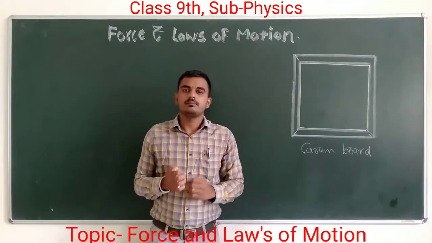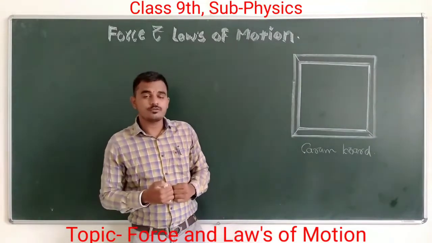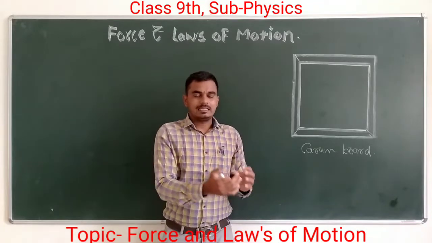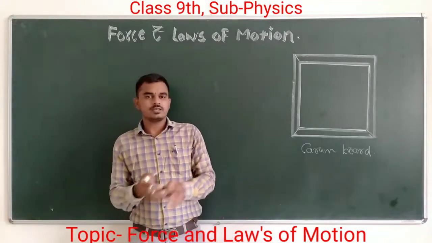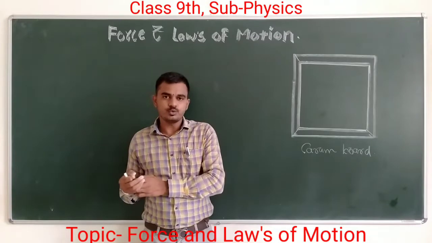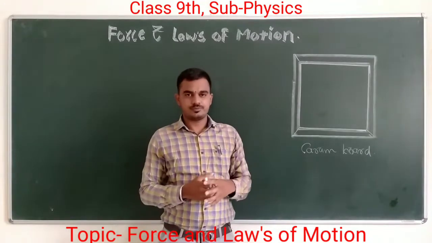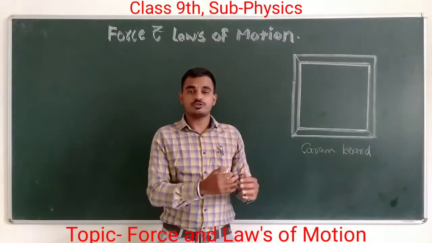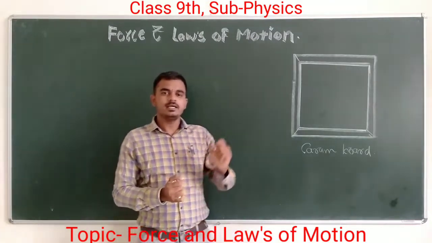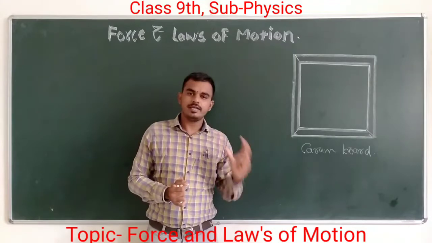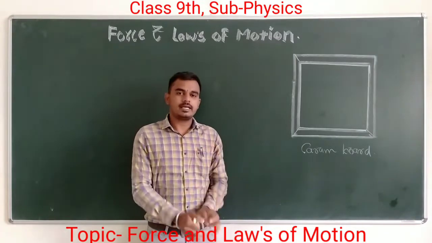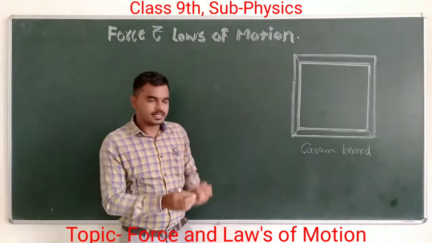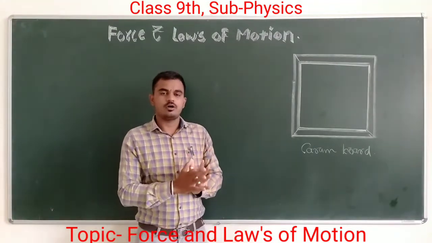What are the causes of motion? If we apply force on an object, the object gets displaced; it gets moved by applying some force. So these are the causes of motion. Mainly, if we apply force on any object, that object gets in motion. That is the main cause.